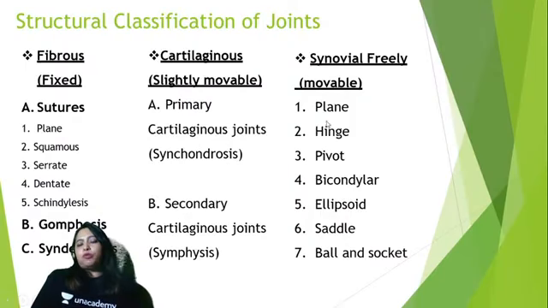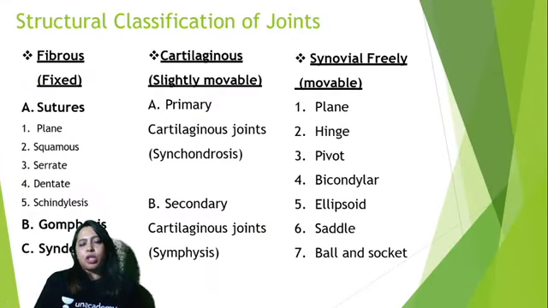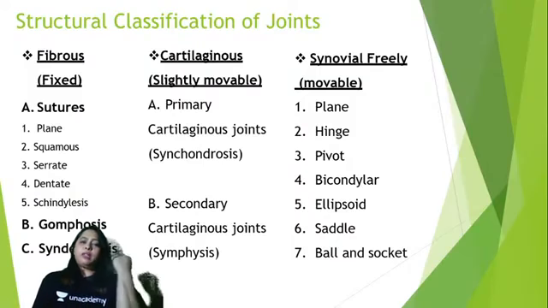Next, in hinge type of joints, you can see there is flexion as well as extension. So flexion and extension are seen. For example, you can give the ankle joint. You can also give the example of the elbow joint. It just moves like flex and then extend.